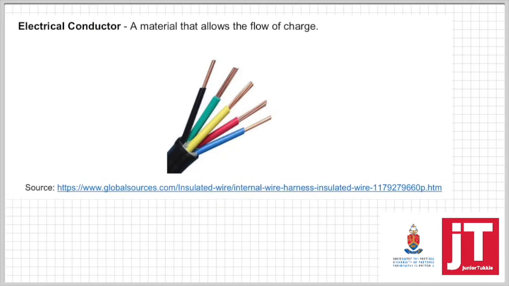Another type of conductor that we speak of in physical science is an electrical conductor. These are materials that allow the flow of charge, or in other words, allow electricity to flow through them. A good example of an electrical conductor is copper wire, which, as I've mentioned, is often used to join electric circuits.